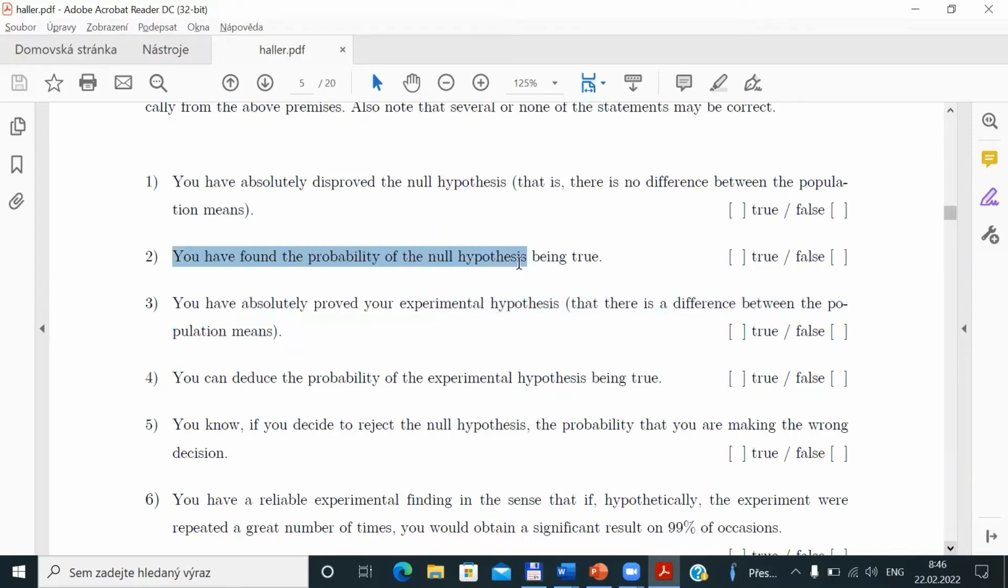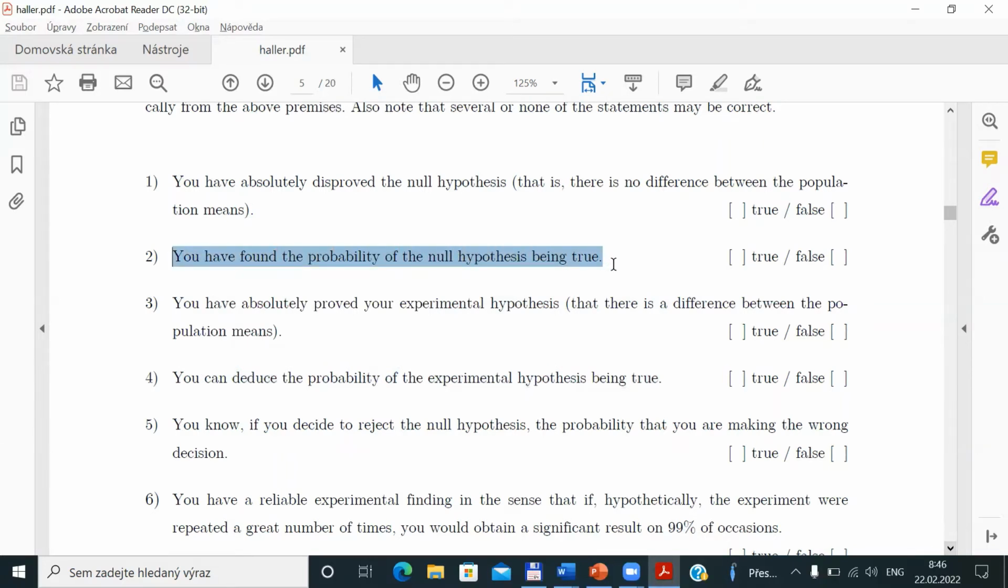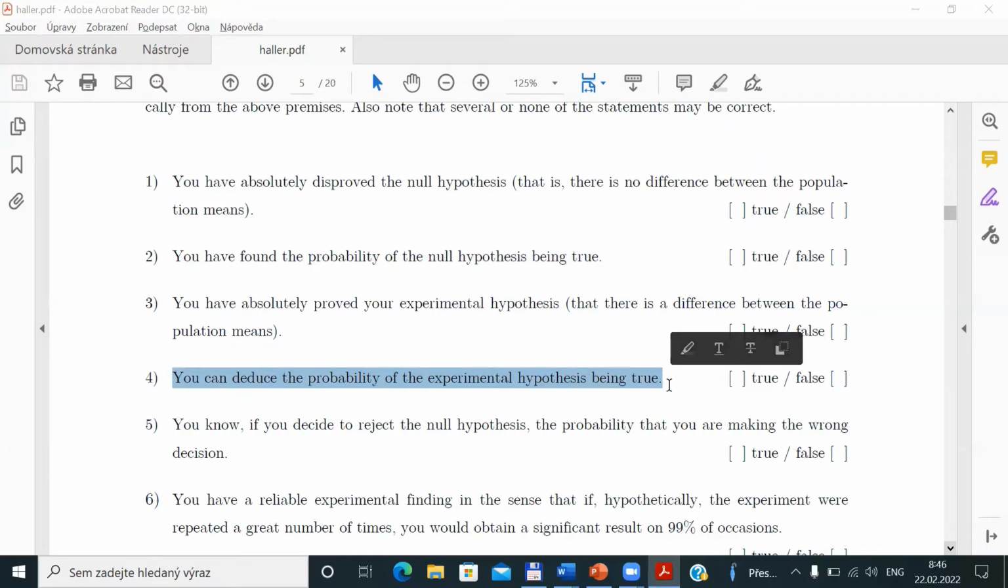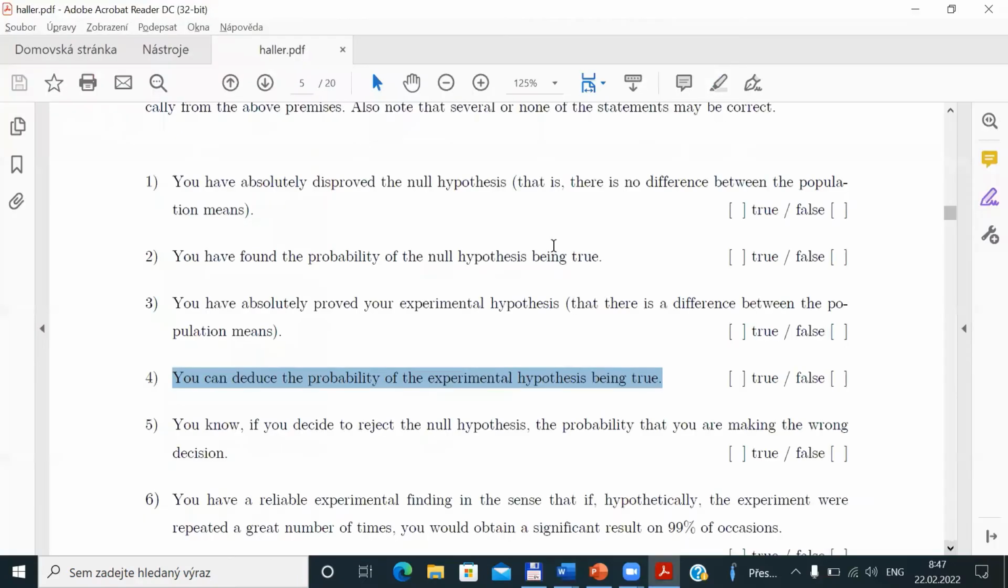Now I would take the second statement and the fourth statement. Once again, it seems to me that these are pairs, analogous to each other. The second statement is saying you have found the probability of the null hypothesis being true, so it means you have found P(H null). The fourth one means you can somehow recompute the probability of the experimental hypothesis being true. And if we know that the p-value is the probability of getting my data or even worse data in the case that the null hypothesis is true, are statements number 2 and number 4 true or false?